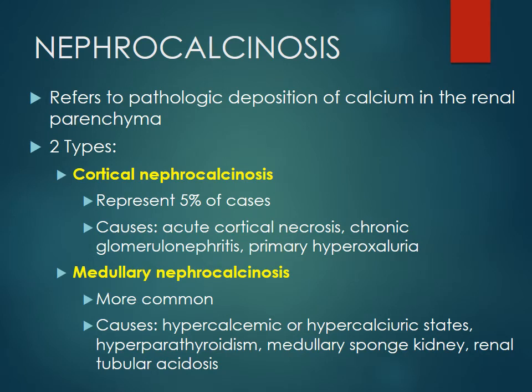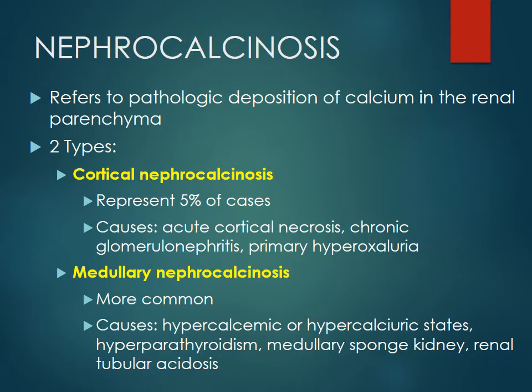Nephrocalcinosis refers to the pathologic deposition of calcium in the renal parenchyma. There are two types of nephrocalcinosis, cortical and medullary. Cortical nephrocalcinosis accounts for 5% of cases, with causes such as acute cortical necrosis, chronic glomerulonephritis, and primary hyperoxaluria.